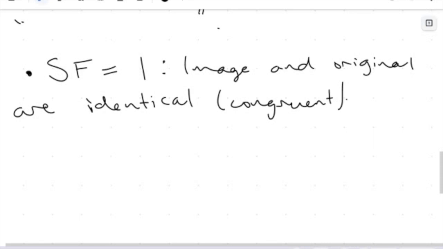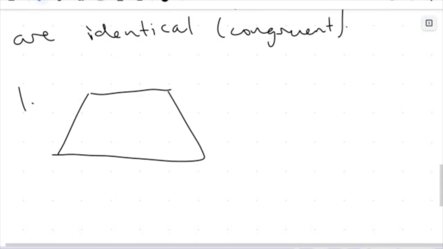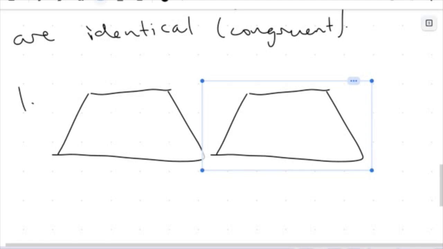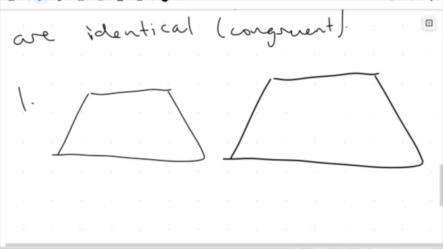Now, let's look at two examples, and I'll talk you guys through some of the symbols we use as well when we talk about similarity. So question 1, I have a trapezium and I'm going to copy paste this and enlarge it by a certain amount. So I have these two trapeziums here.